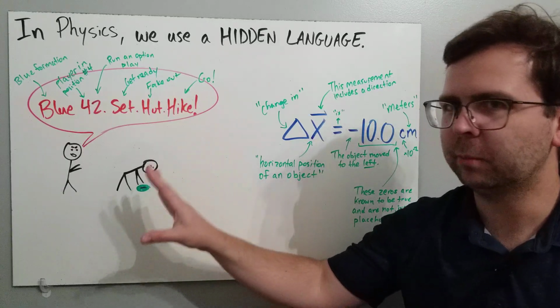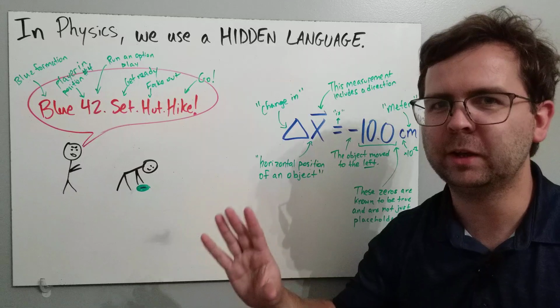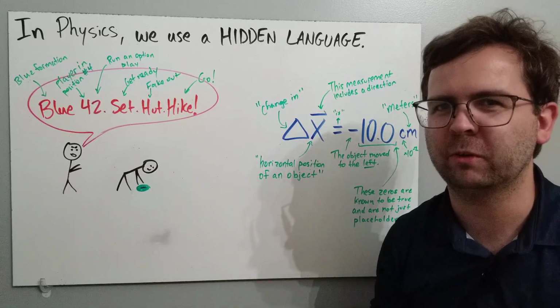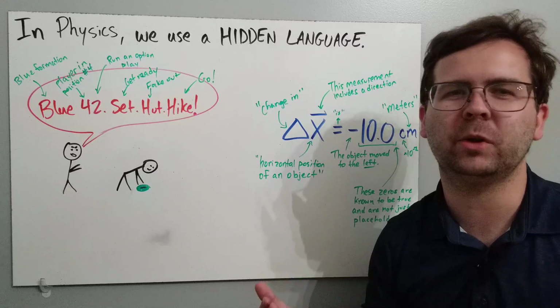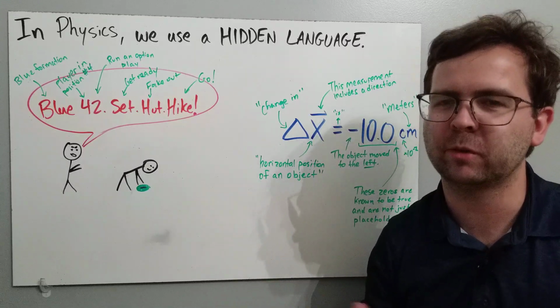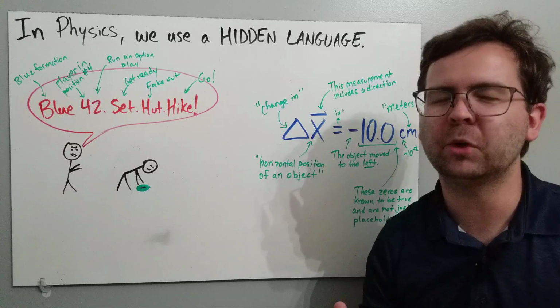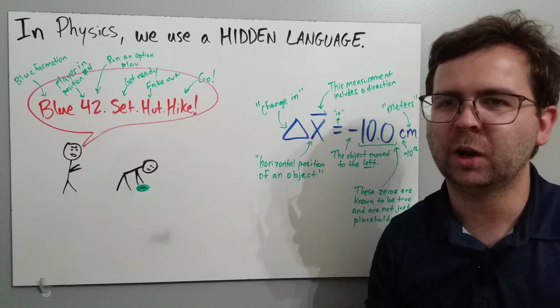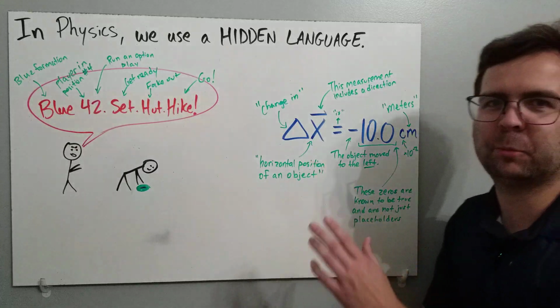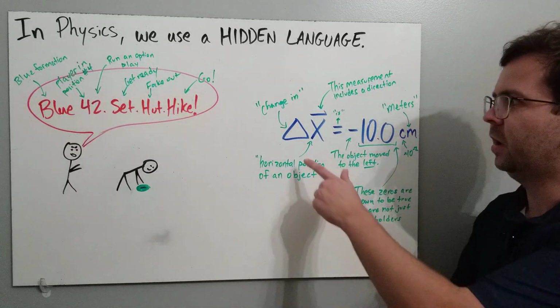Now, in football, the language is hidden on purpose because you're trying to keep it a secret. But in physics, it's not meant to be a secret. It's just a secret when you haven't learned physics, when you haven't learned this before. But I'm here to tell you what the secret is. I'm here to help you understand the mystery of the physics language, and hopefully it'll make things a little bit more clear. So this is an example of a physics sentence here.